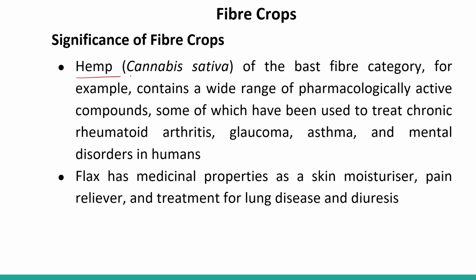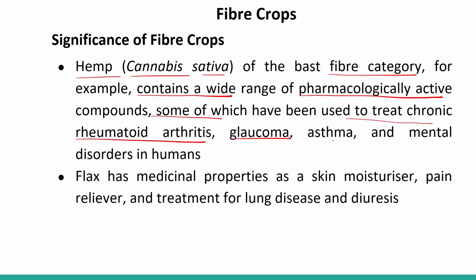Hemp, scientific name Cannabis sativa, of the bast fiber category, for example, contains a wide range of pharmacologically active compounds, some of which have been used to treat chronic rheumatoid arthritis, glaucoma, asthma, and mental disorders in humans. So this is very important. This particular bast fiber contains some pharmacologically active compounds that are used for treating chronic rheumatoid arthritis, glaucoma, asthma, and mental disorders.